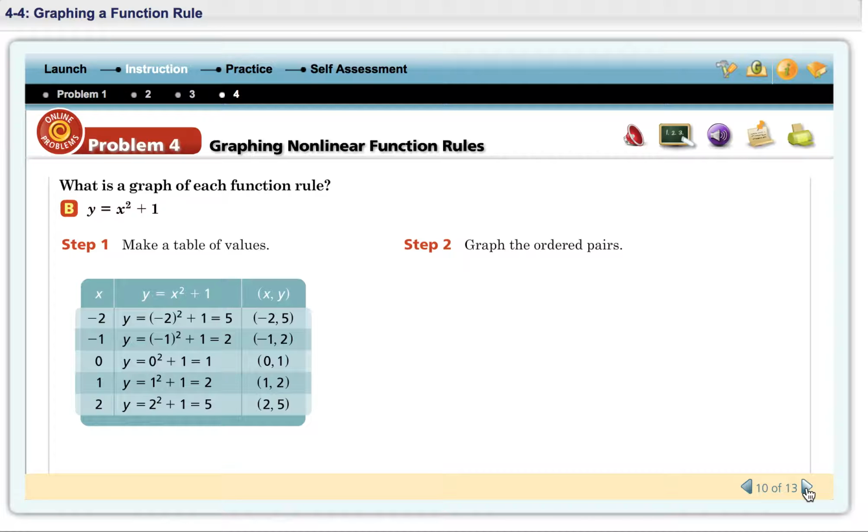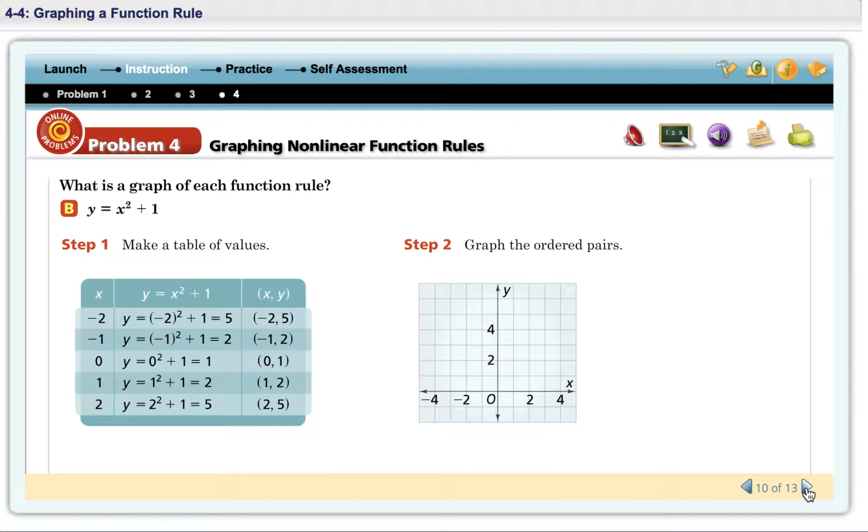Step 2. Graph the ordered pairs. Plot each ordered pair from the table. Now, connect the points to represent all solutions.